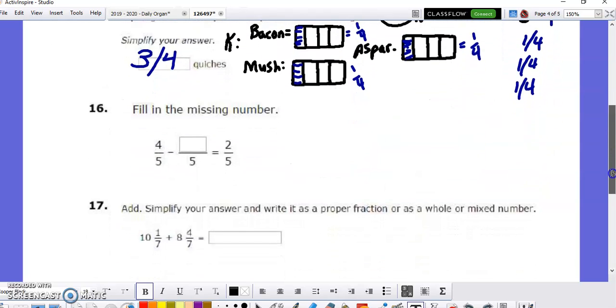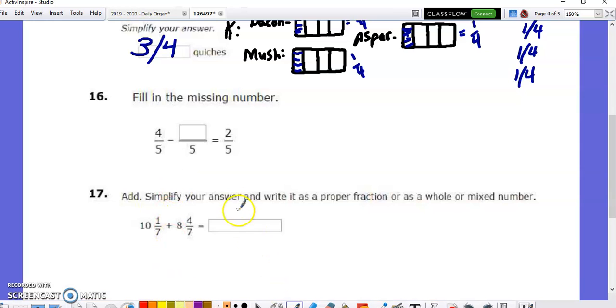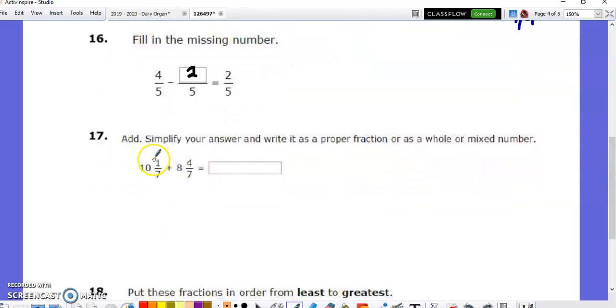Which leaves us with just a couple more problems. I want you to fill in the missing number here. You can see there's a subtraction determining what the difference is. So you've got to use your math brain and think, well, 4 minus what would get me 2? The answer's 2. And the denominators stay the same. 10 and 1/7, 8 and 4/7, we're adding. My whole numbers first, which I box in to show I have 18 wholes, and 4 plus 1 is 5, which is 5/7.